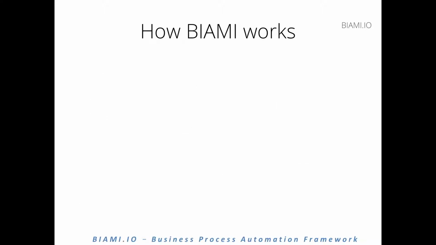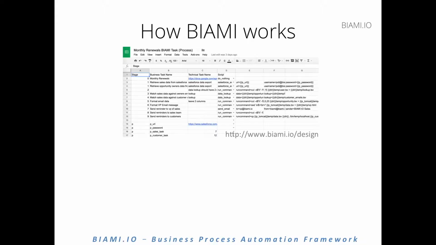Now let's have a look at how you design an automation process within BIAMI and how it works. So you start with designing an automation process in the spreadsheet, and we have some other recordings for that. So have a look at them. You can go to biami.io/design. You can create your own copy of the automation spreadsheet, and then you can start designing your process by putting business task names within a spreadsheet and putting them in the different stages.